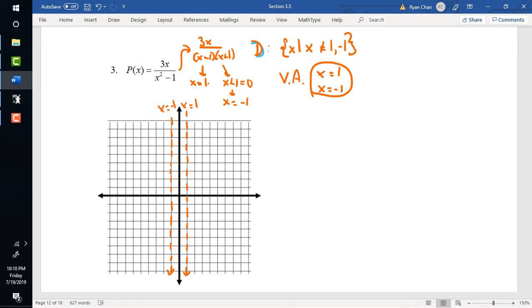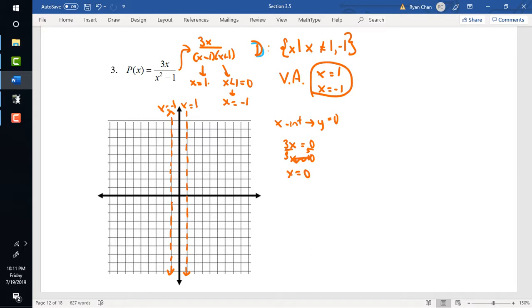So what we're going to do next is I'm going to find my intercepts. So let's do my x-intercepts. That is when y is equal to 0. So you'll set the top equal to 0. So I have x is equal to 0. Right, divide both sides by 3, and I have x is equal to 0. Sorry, let me redo that part.